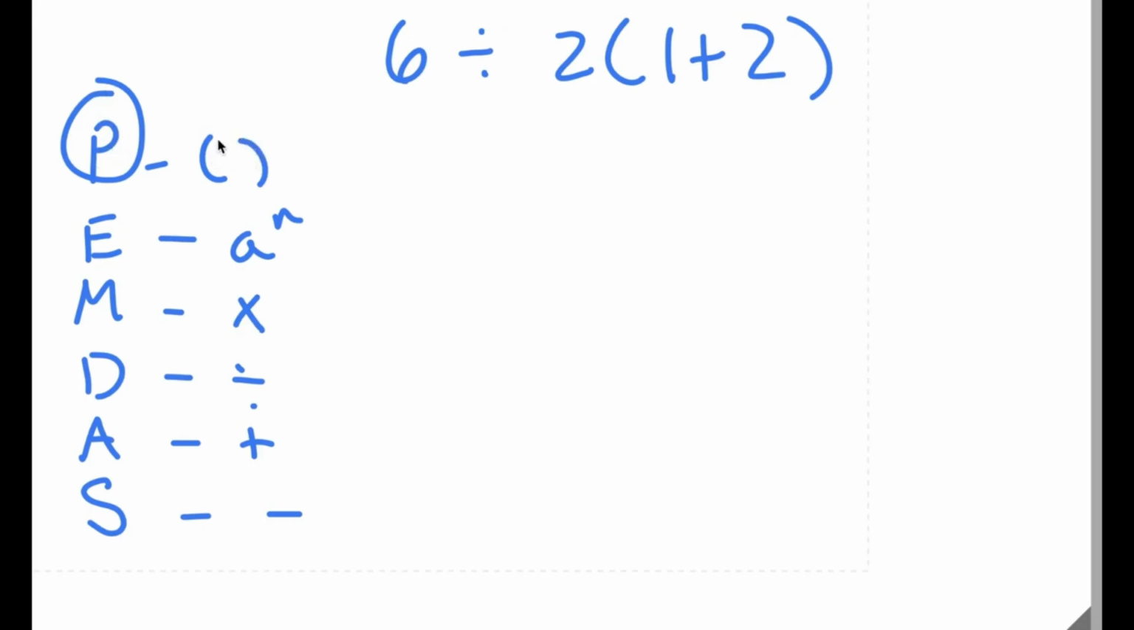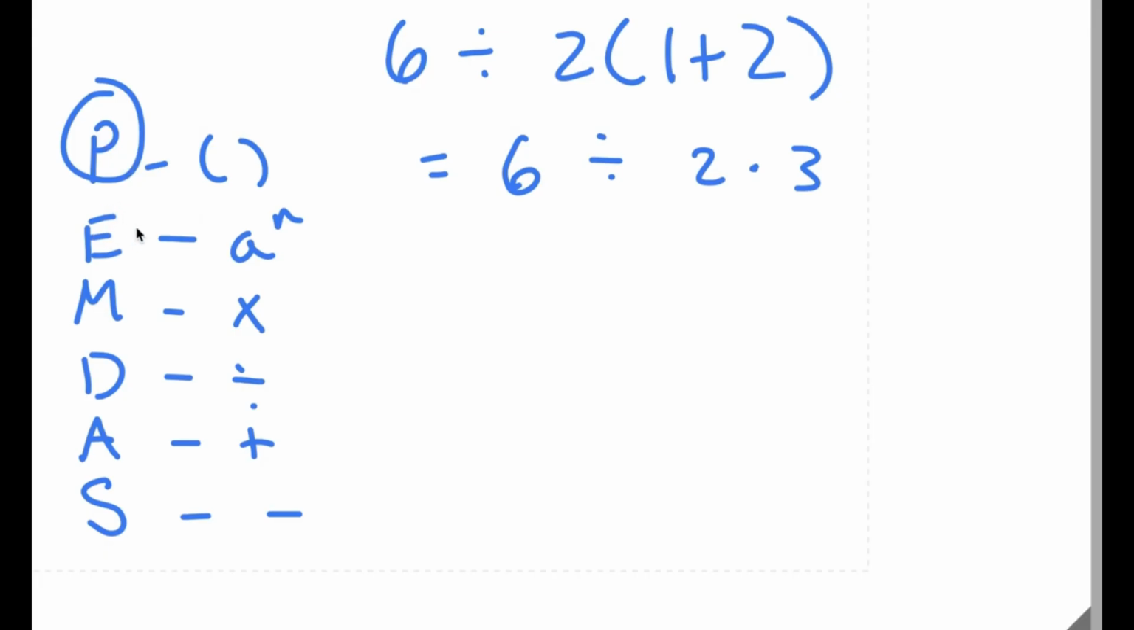So if something is in parentheses, we solve that first. Well, as you can see here, 1 plus 2 is in parentheses. So 1 plus 2 is equal to 3. So now I have 6 divided by 2 times 3. Next, again, we look for parentheses. There are none. So now we go down.